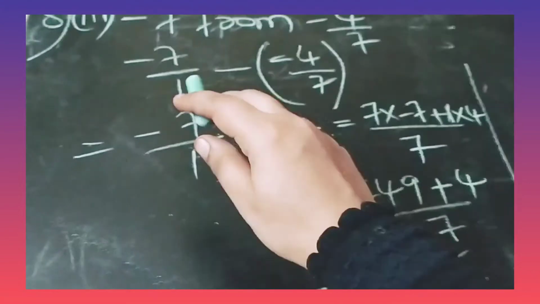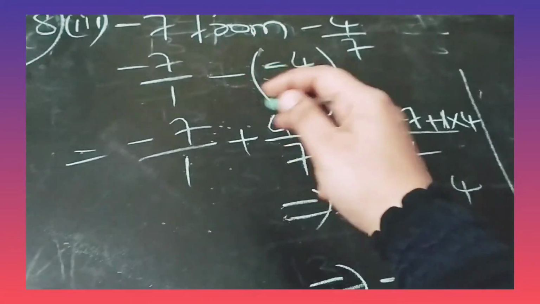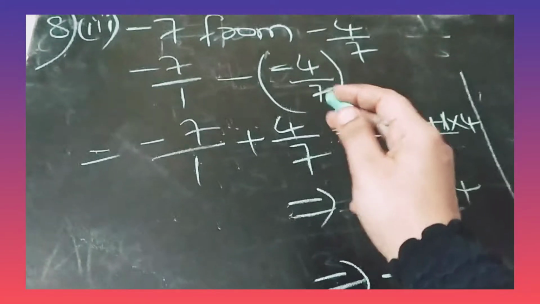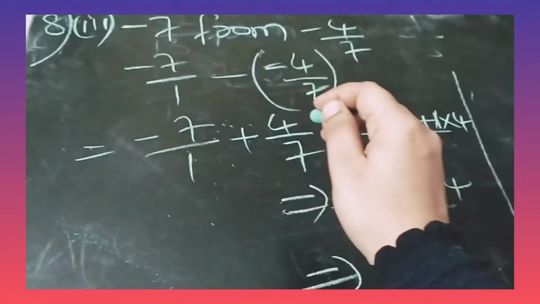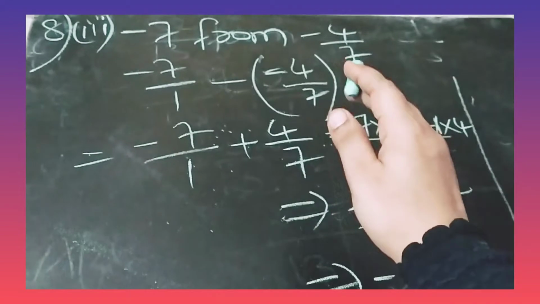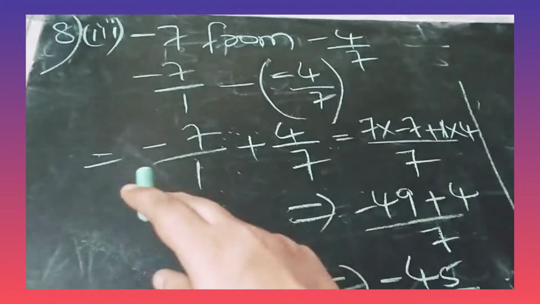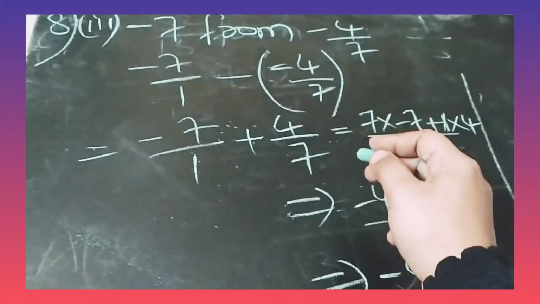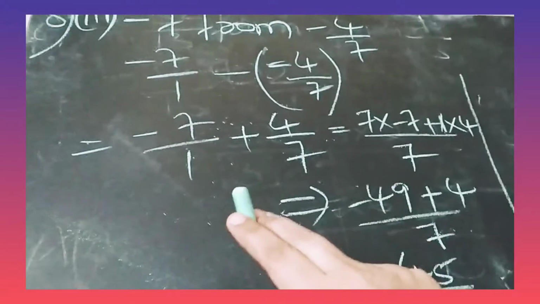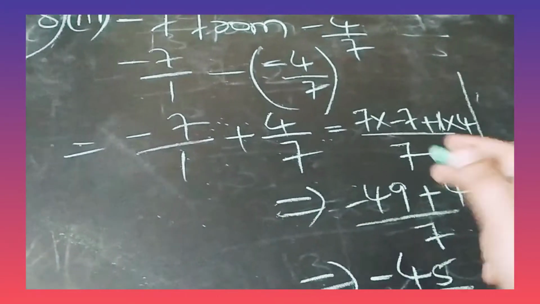So don't write minus minus like this, you have to write bracket in between. Okay, it will get confused if you write minus minus like this. Okay, write bracket. Okay, minus of minus 4 by 7 you have to write. Okay, minus 7 by 1 minus into minus is plus 4 by 7 is equals to, so what is LCM here? Again 7. Okay, 7.